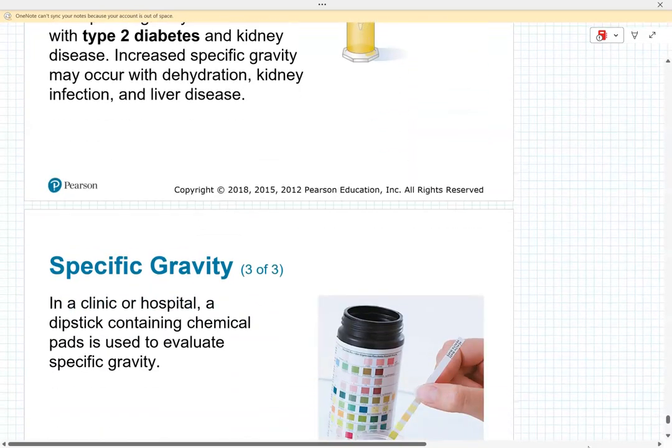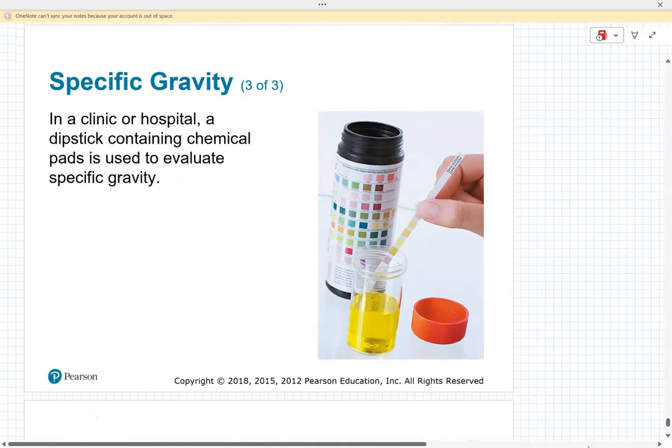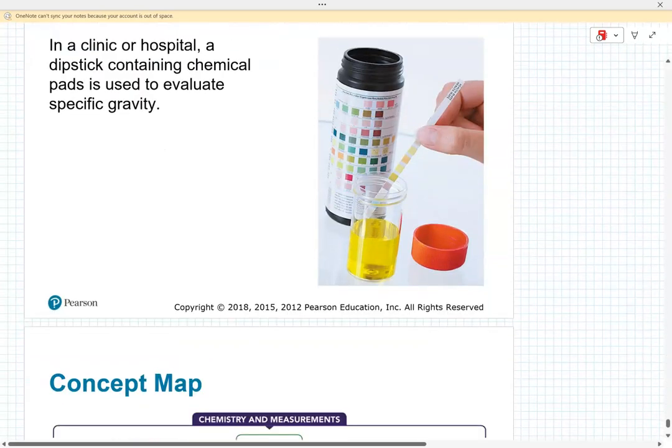But specific gravity is usually determined by this. So actually, we're going to do it at some point in the course. We're going to have a lab. We're not going to work with actual urine unless you really want. Sure.